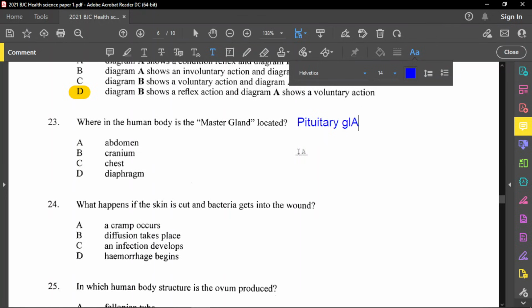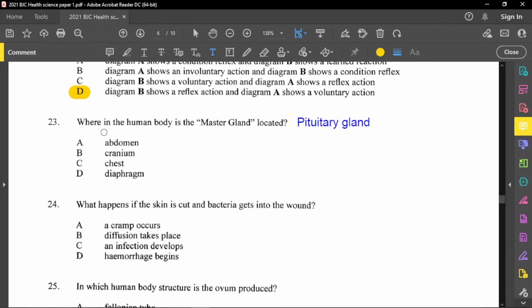And why is it called the master gland? Because it simply controls all the other glands. All right. So it secretes hormones to control all the other glands. And so we find this inside of the brain. The pituitary gland is attached to the brain, and the brain is found in the cranium. The cranium is what we call the skull. So yeah, that will be a correct answer right there.